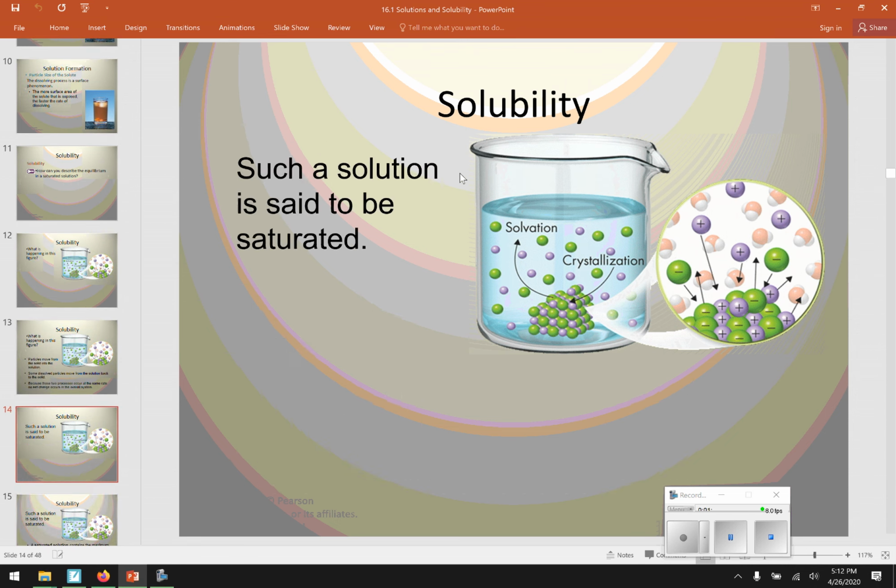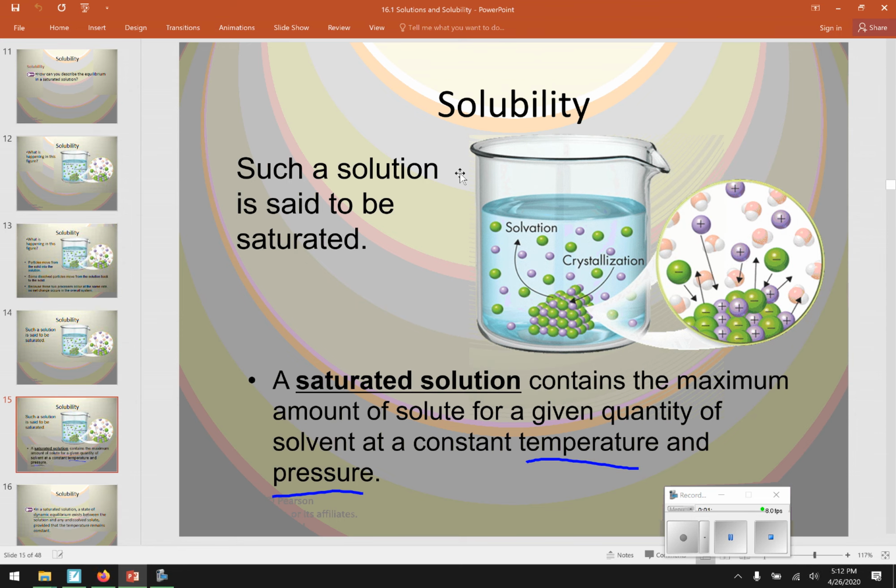So when a solution contains the maximum amount of solute that it can hold, that's said to be saturated. And that's at a constant temperature and pressure. Temperature and pressure can affect how much solute you can get into a given solvent. And the saturation point depends on what you're dissolving and what you're dissolving it in. So salt dissolved in water has a different saturation point than sugar dissolved in water. Or say salt dissolved in alcohol, if you could do that, would have a different saturation point than salt dissolved in water. So the solute and the solvent both affect what the saturation point is.